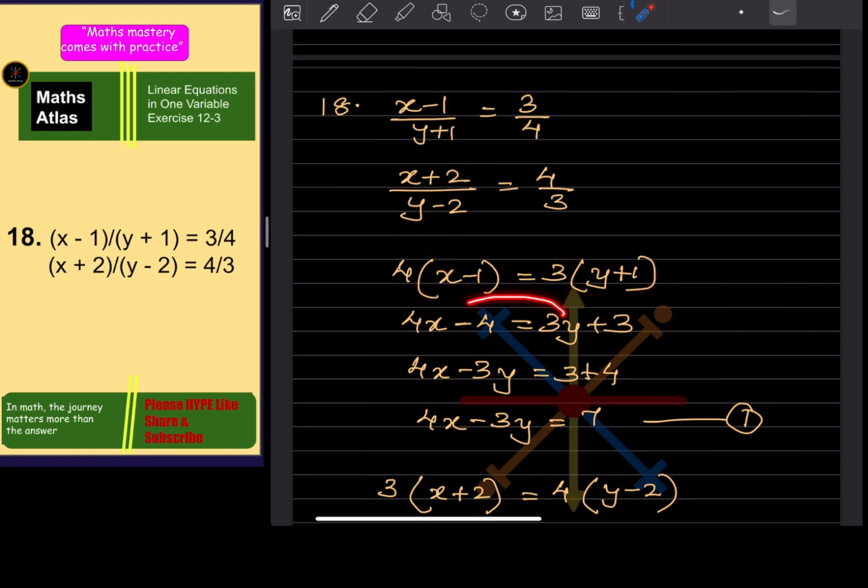Now we'll bring this y on this side, that is going to be minus 3y, and this is going to be plus 4. So 4x minus 3y is going to be 7. Let us consider this as equation number 1.